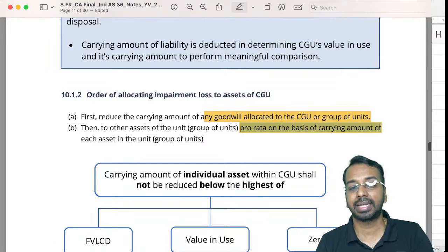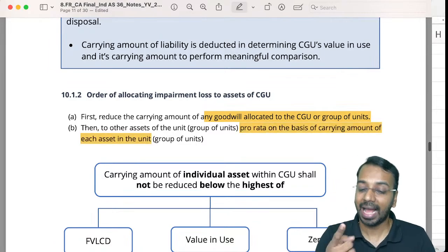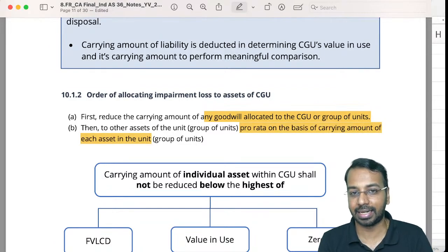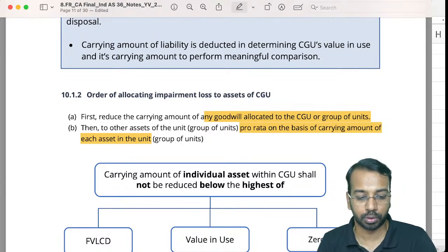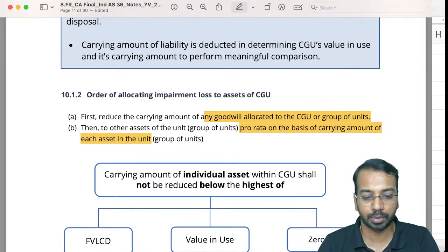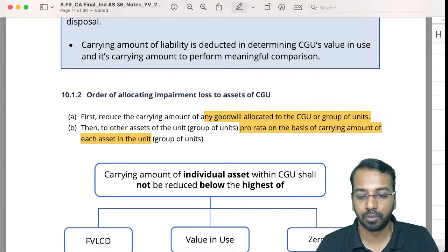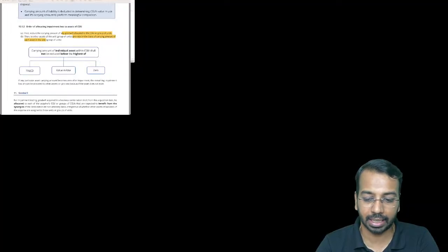The carrying amount is as per the respective standard, and considering that we will allocate the impairment loss. Now this table we will understand after we solve one particular question. So let me pull out one question for this, and we'll solve that and understand this in a better way.